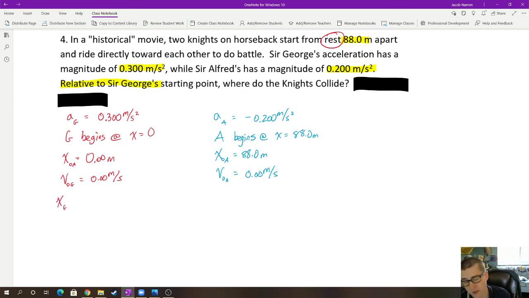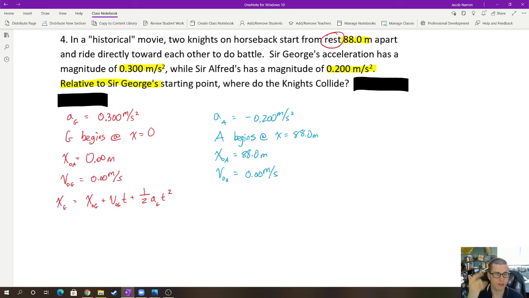We're looking for final position of George, which is going to be equal to x naught for George plus v naught times time plus 1/2 a t squared. And if you don't believe me, you can check your equation sheet, but that is an equation that you should be familiar with. Now, the reason I'm using this is it has time, and I know what you're saying. Well, we don't have time. Don't worry. I'm going to show you why that's important here in a second.